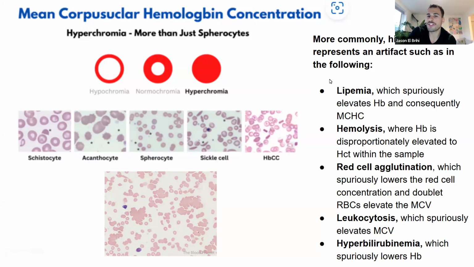Some conditions where the high MCHC could be an artifact are lipemia, where the lipids are detected by the machine as red blood cells. Red cell agglutination, which you can see here. Leukocytosis, again, the machine may think the white cells are red cells. And hyperbilirubinemia is another thing. But that's quite advanced. Just remember, if you have a high one, get a film and look for these different cells.